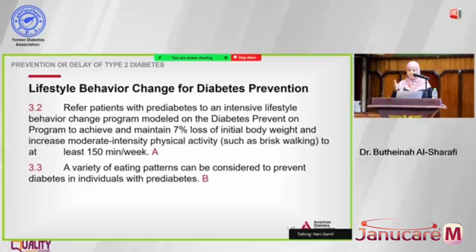Unfortunately, we don't have these intensive programs. They have to see dietitians and so on weekly and exercise and so on and try to lose 7% of their body weight. And they have to do at least 150 minutes of exercise per week. That means about 30 minutes a day, 5 days a week. And there are different diets that they can follow to help them lose the body weight.